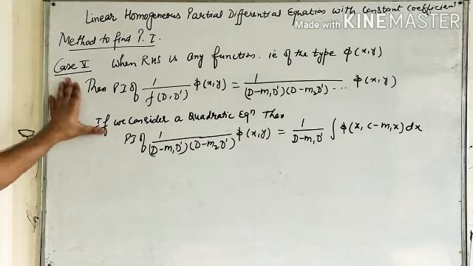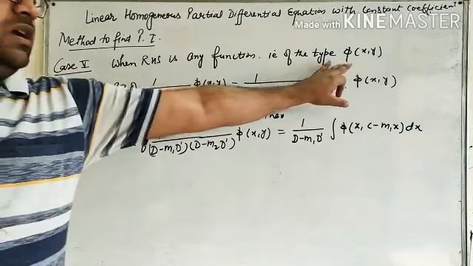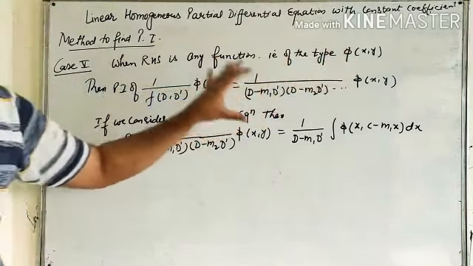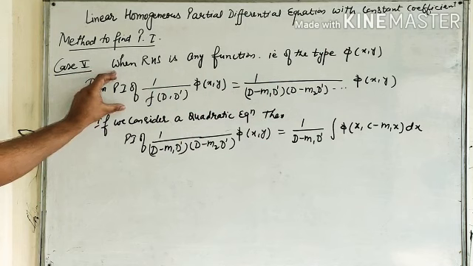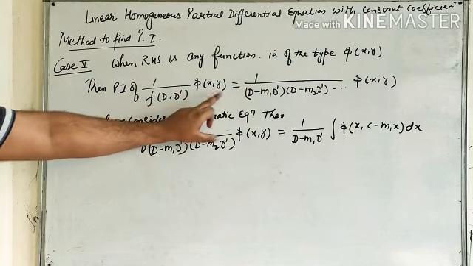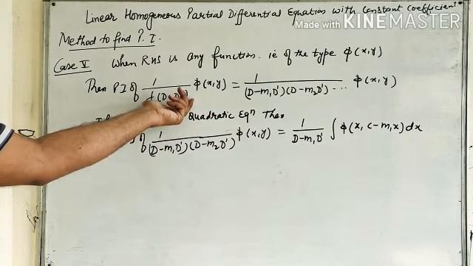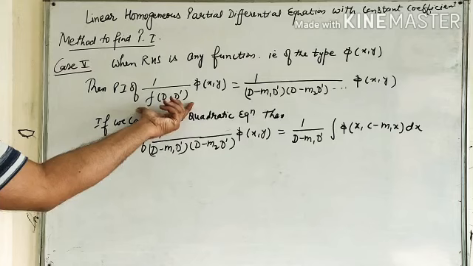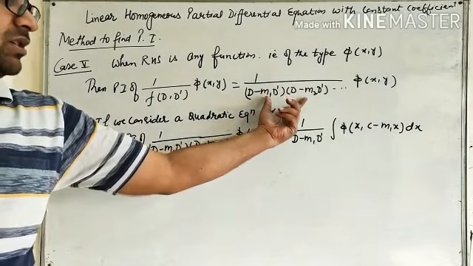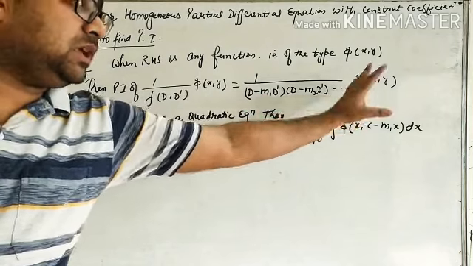Now, this is the case number 5, when the RHS is any function of the type phi(x,y). That is, here we will discuss a function which does not exist in the previous 4 cases. Then PI is 1 upon f(D, D') phi(x,y), where f may be a linear function, a quadratic function, or a third degree function. When this function exists, we can factorize it as (D minus m1 D'), (D minus m2 D'), and so on, acting on phi(x,y).